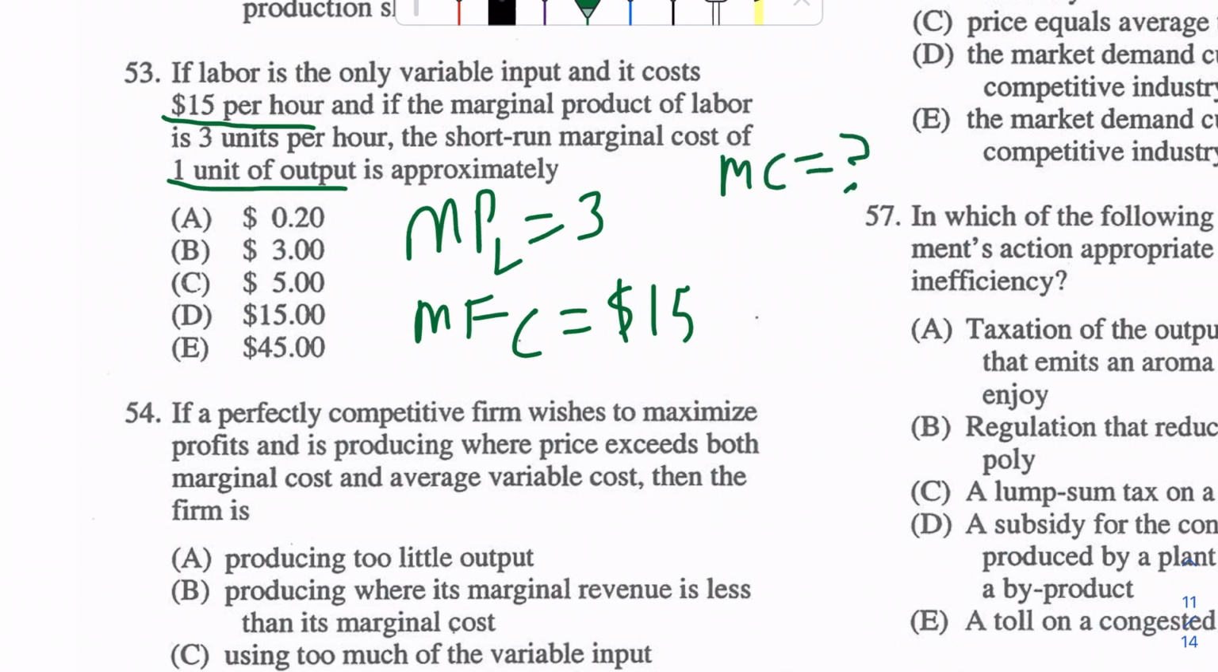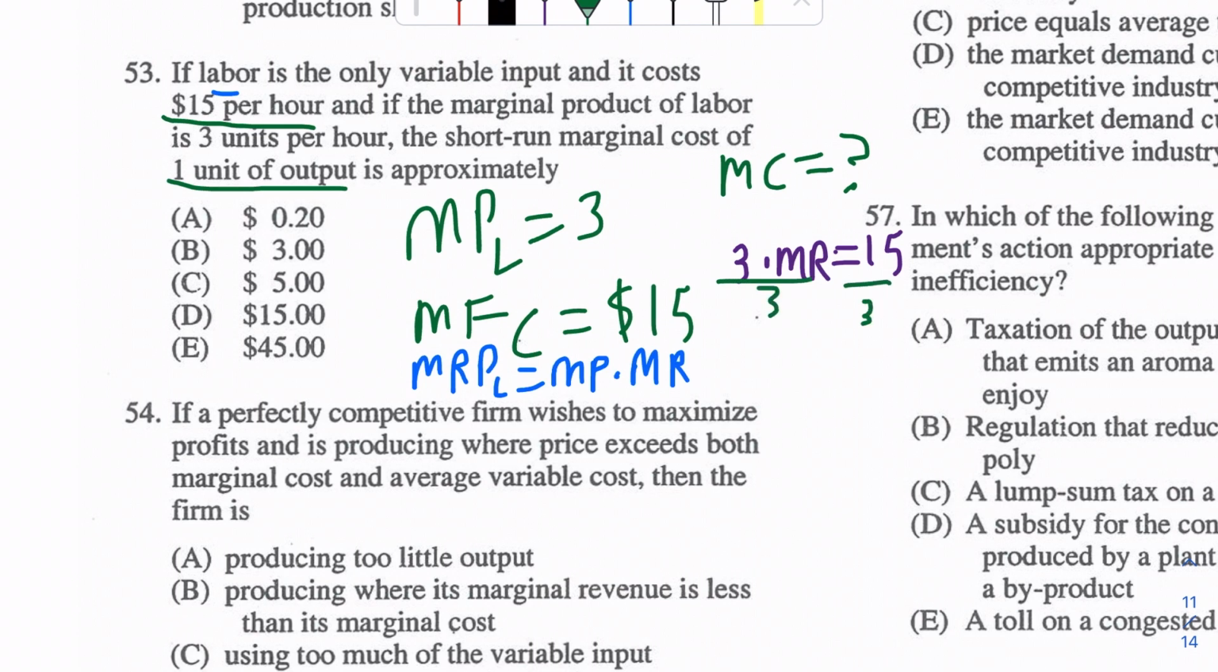So this is a little interesting question here, because when we are looking at labor, right, we need to be looking at wherever your MRP is equal to your MFC, so marginal product times marginal revenue. We need to figure out where they're equal. So if your MFC is 15, right, and your marginal product is 3, so 3 times your marginal revenue, and that needs to be equal to your marginal factor cost, which is 15. So how much is your marginal revenue? If we divide by 3 on both sides, marginal revenue is equal to 5.